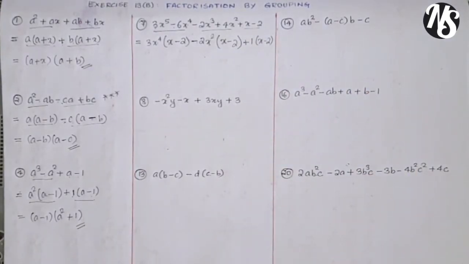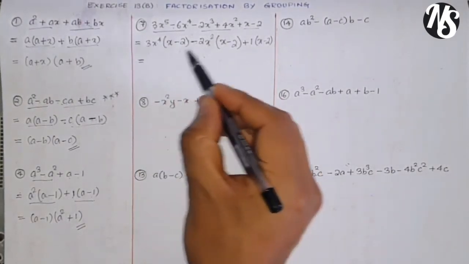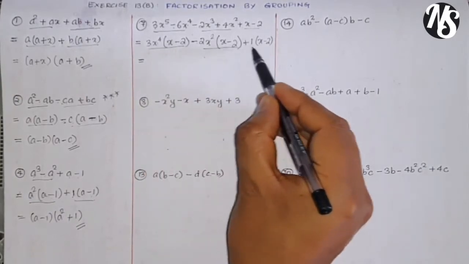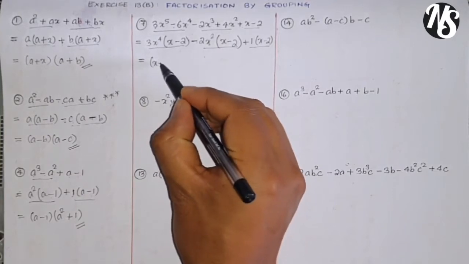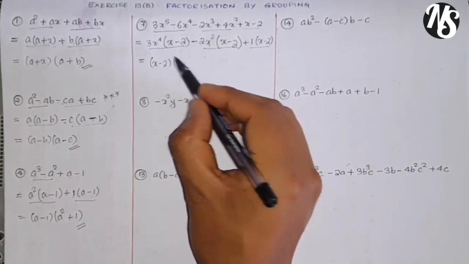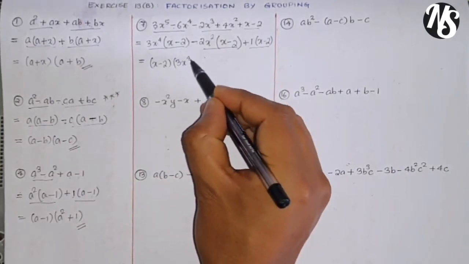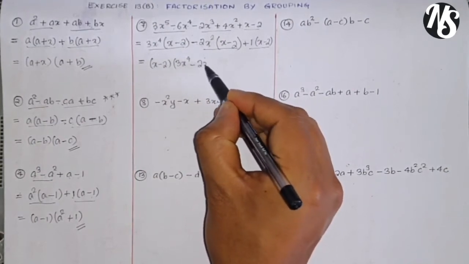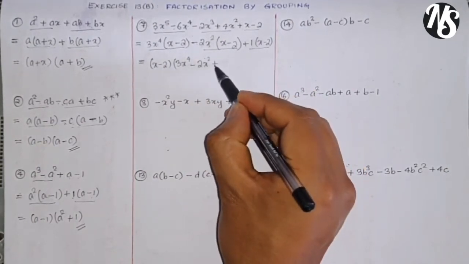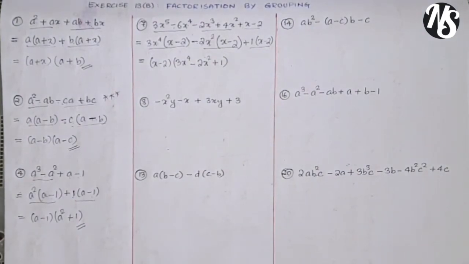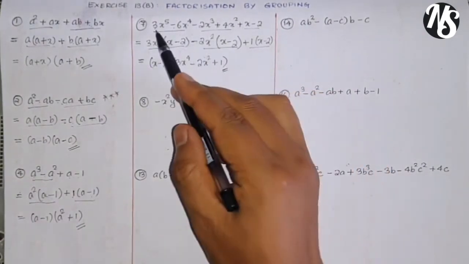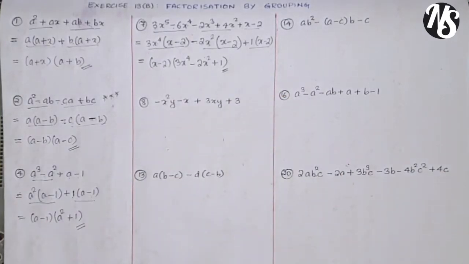See here very carefully, we have x minus 2 and x minus 2 present in all these three terms. So take x minus 2 as common. From here we get 3x to the power 4 minus, from here 2x squared, and here plus 1, isn't it? So this will be my answer for question number 7.